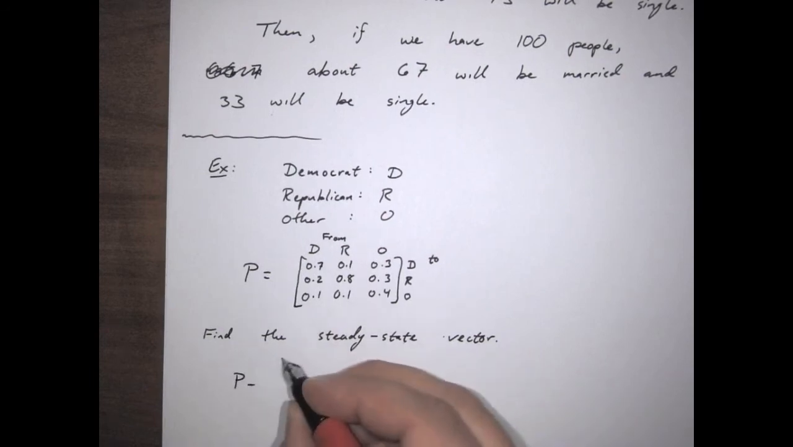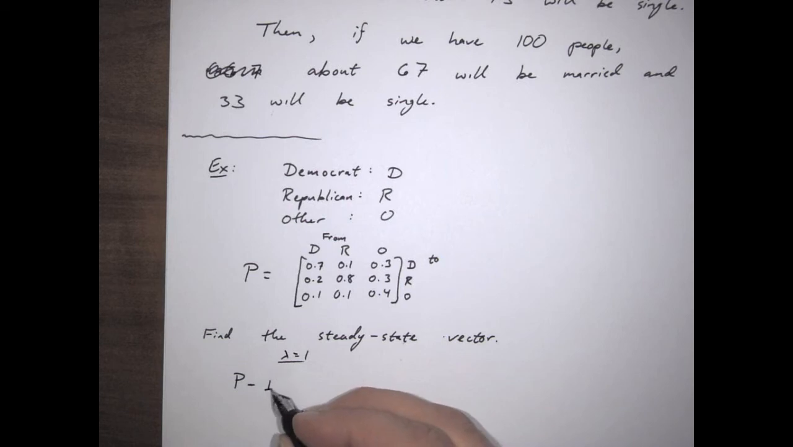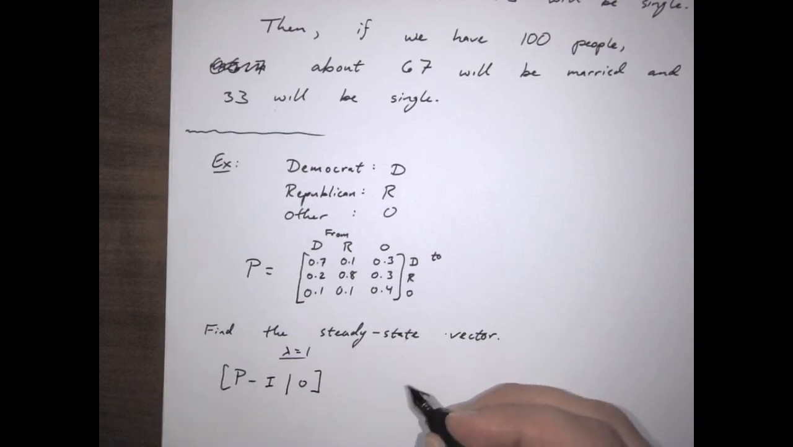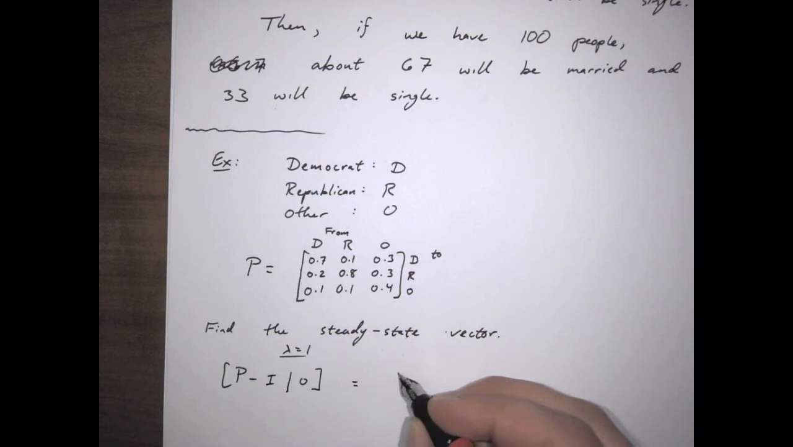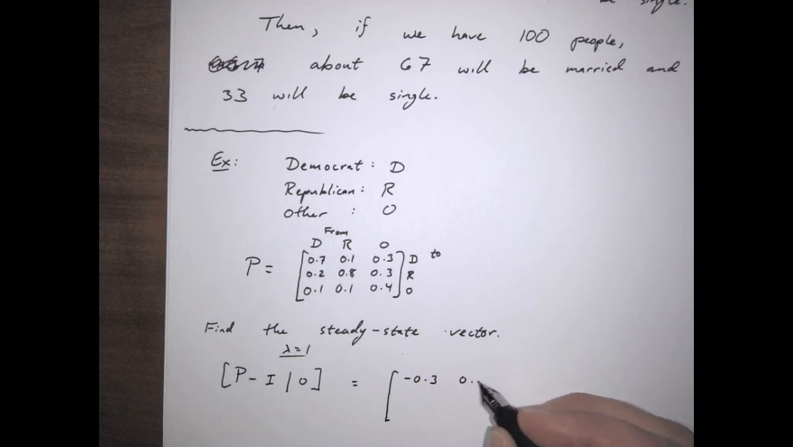P, so that means lambda equals 1. There's always lambda equals 1 here. So P minus lambda I is just really P minus I. We might as well just go ahead and augment it with the zeros now, since we know that's where this is all headed. And let's see what happens. So that's along the main diagonal. So that means we're going to have negative 0.3. We're going to have 0.1. We're going to have 0.3.